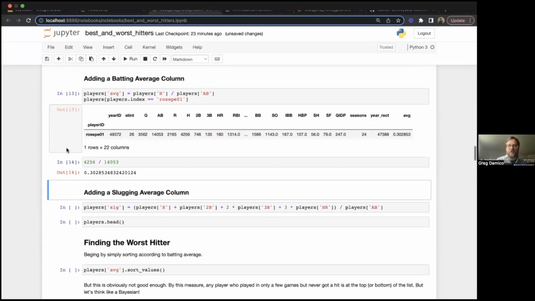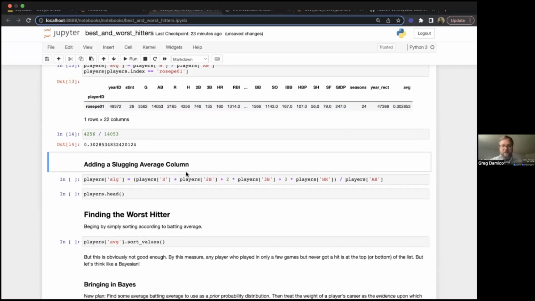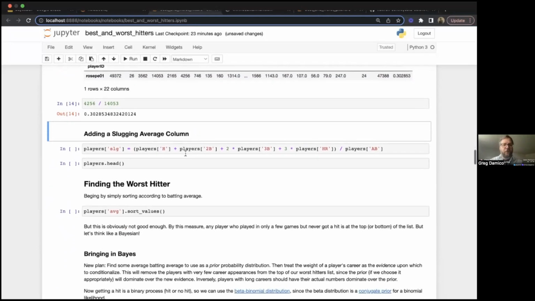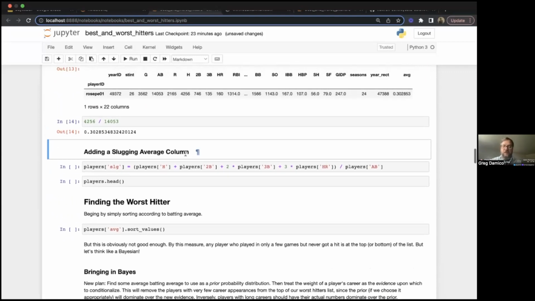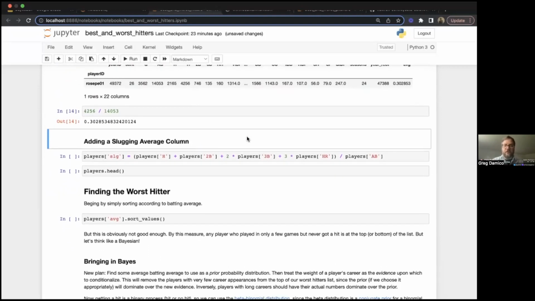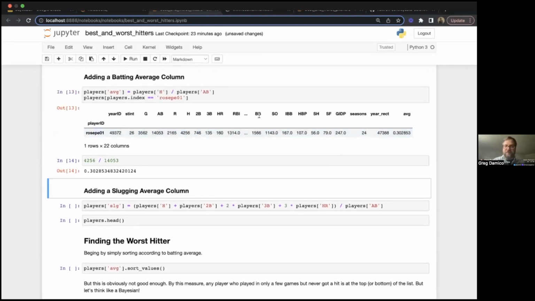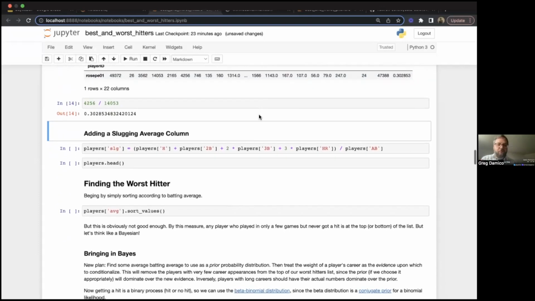If we wanted to, we could add a slugging average column. I'm not going to worry about that for now, but clearly with this kind of tooling with Pandas, it's easy to construct all the stats that we might want. Given the columns that we have, it's easy to create new columns.